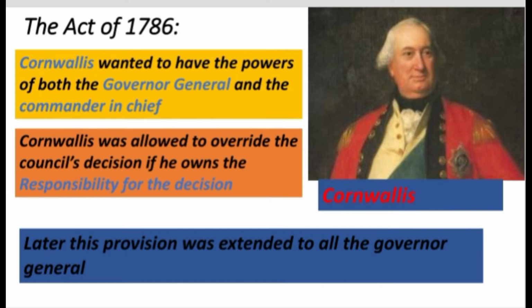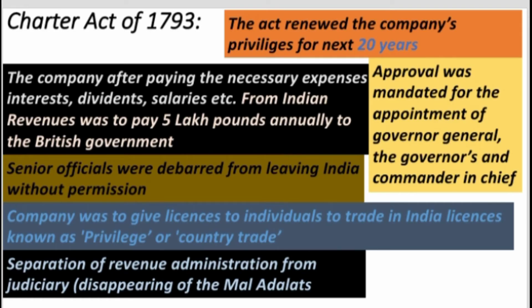In the Charter Act of 1793, the Act renewed the company's commercial privileges for the next 20 years. And the company, after paying the necessary expenses, interests, dividends, salaries, etc. from the Indian revenues, was to pay 5 lakh pounds annually to the British government. Royal approval was mandated for the appointment of the Governor General, the Governors and the Commander-in-Chief. Senior officials of the company were debarred from leaving India without permission.